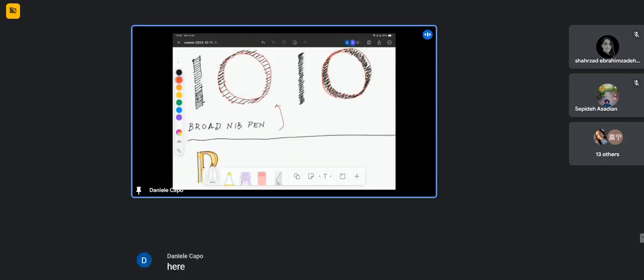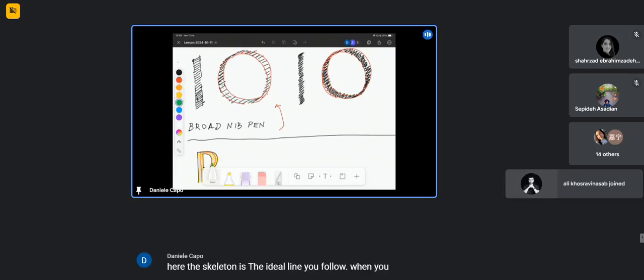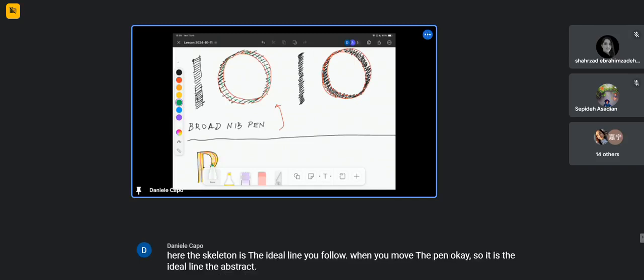Here, the skeleton is the ideal line you follow when you move the pen. Okay? So it is the ideal line, the abstract line, the trace of the movement. Okay?